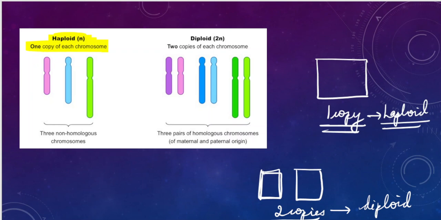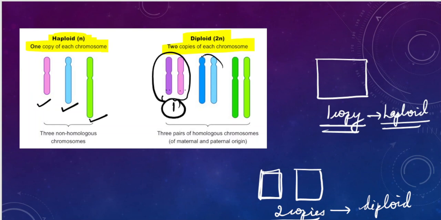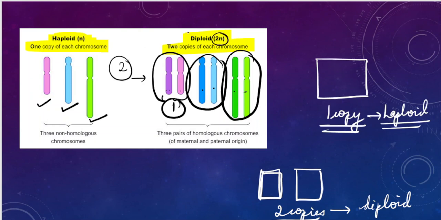Can you see that the pink color has one chromosome, blue color is just one, then green color is one. But on the other side, if you look towards the diploid, two copies of each chromosome are present. Suppose this is chromosome number one, it has two copies. Suppose this is chromosome number two, it has two copies. Suppose this is the third chromosome, it has two copies. So how many copies are present here? Each has two copies. So we say it is diploid.